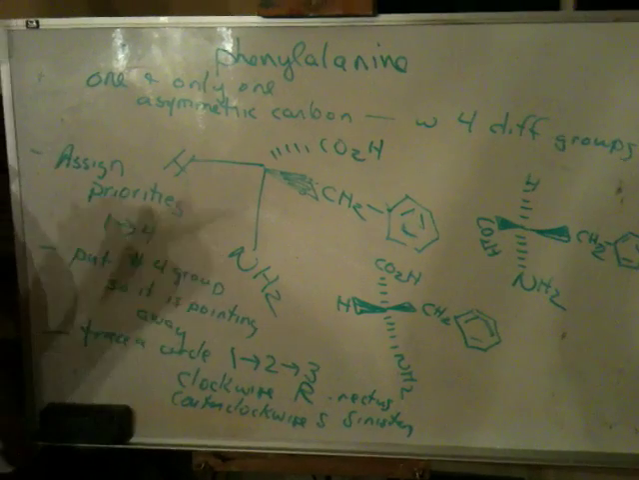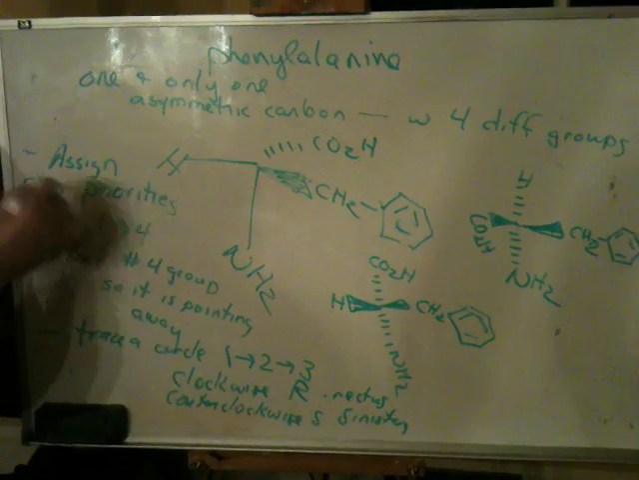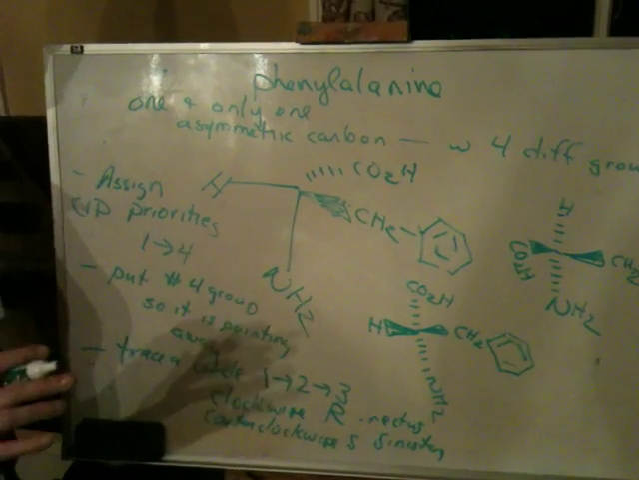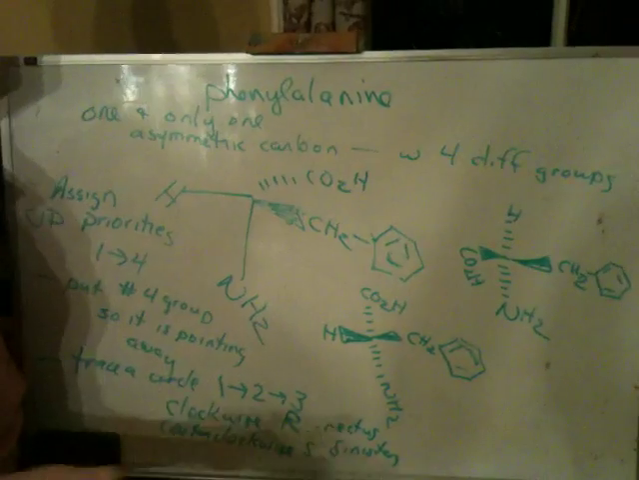You assign priorities using CIP, which you've already learned how to use. And I know some people are kind of freaking out about this, but it'll get better. And so if I assign priorities, they're the same for all these molecules. So the question is, are these molecules the same molecule or are they different molecules?